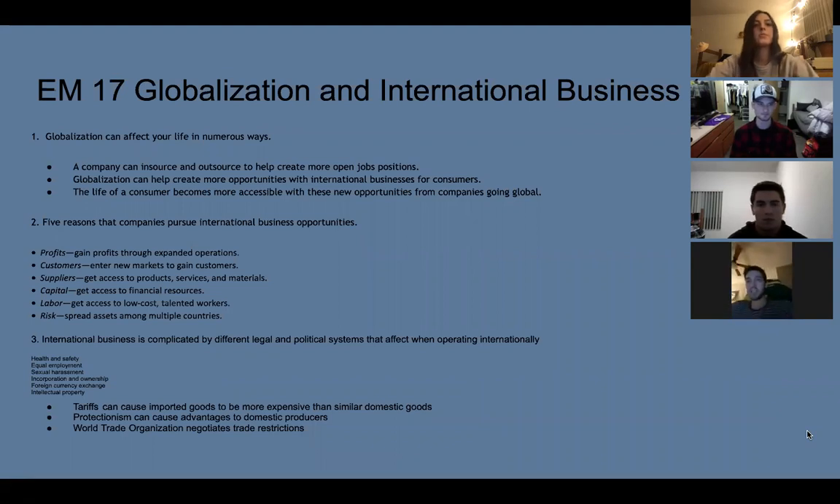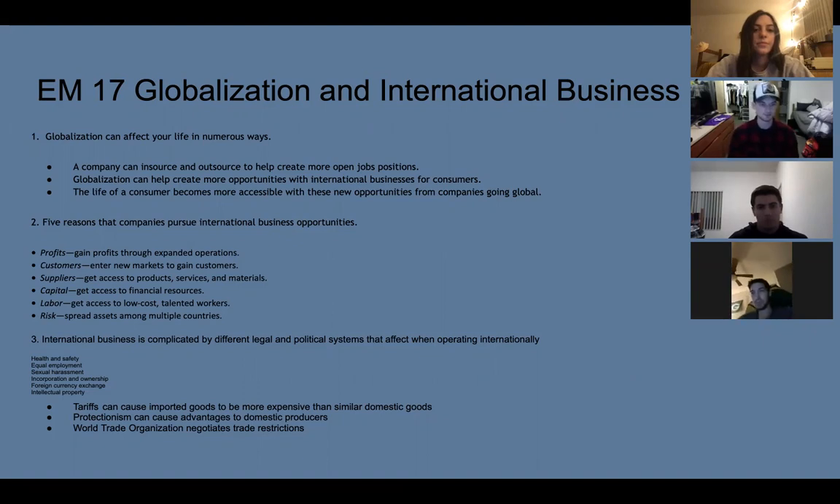Moving on to EM17, question 1, globalization can affect your life in numerous ways. First, a company can insource and outsource to help create more open job positions. Globalization can help create more opportunities with international businesses for consumers. And finally, the life of a consumer becomes more accessible with these new opportunities from companies going global.